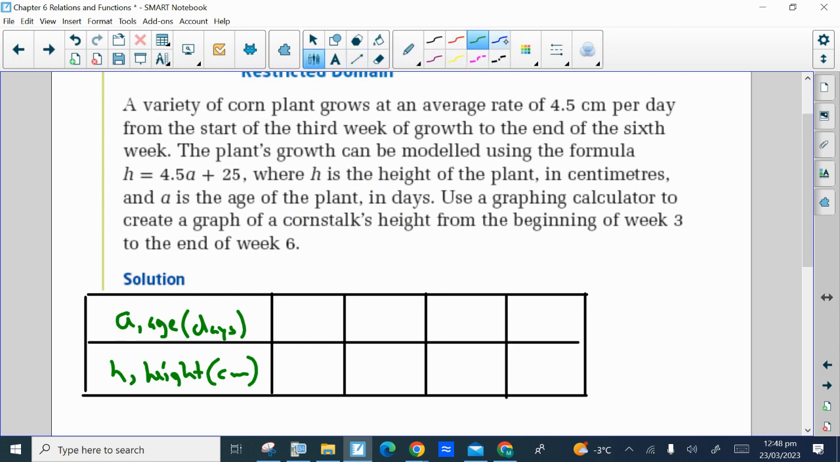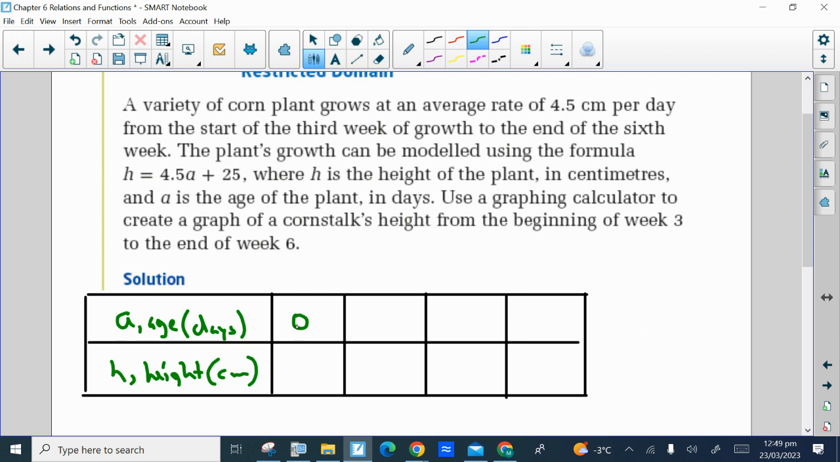And we'll start this table at time 0, which would correspond to the start of the 3rd week, because we're told that it grows an average of 4.5 centimeters per day from the start of the 3rd week of growth to the end of the 6th week.